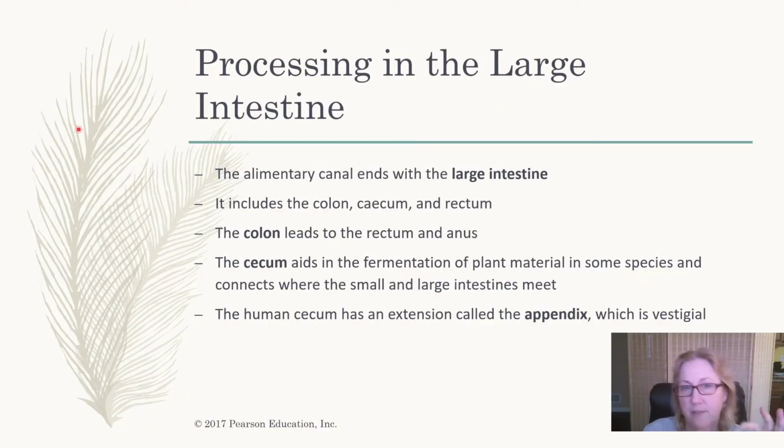So once food is mostly absorbed and digested, it goes to the large intestine in mammals. And the large intestine includes the colon, the cecum, which our cecum is really tiny compared to other animals, and then the rectum, and then the rectum leads to the outside, to the anus. So everything that can't be digested or absorbed ends up eventually being eliminated. The cecum in many mammals is where fermentation of plant material occurs.